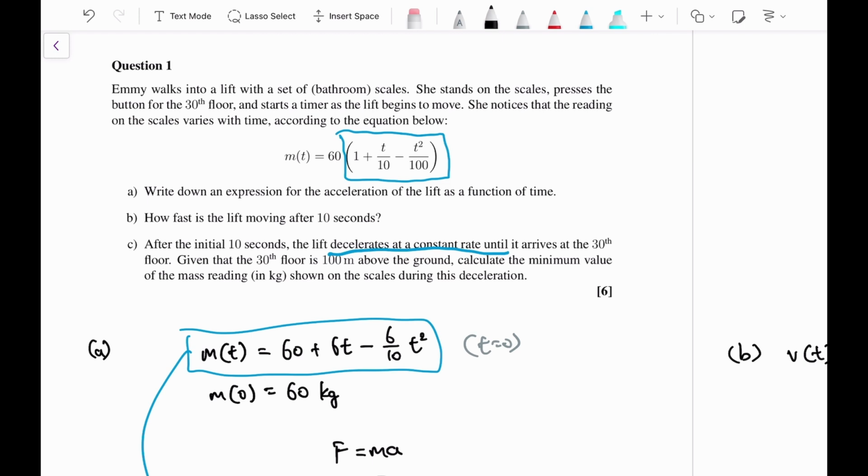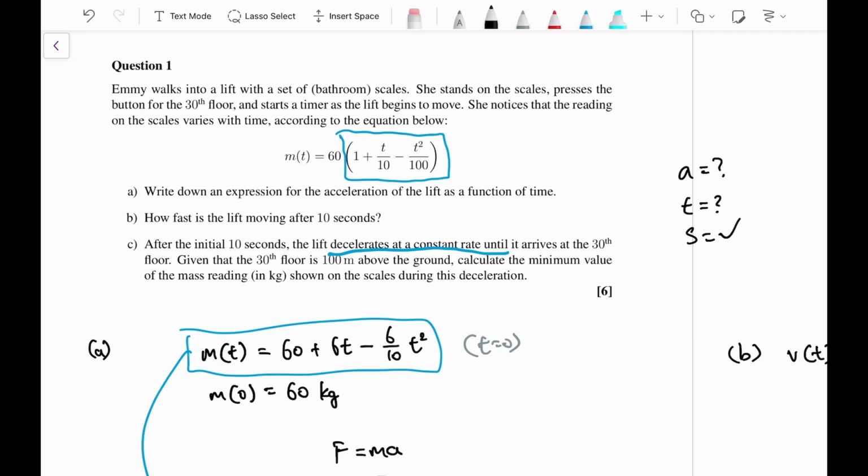It gave us how tall the 30th floor is, which I don't think is actually much use, because the lift decelerates at a constant rate. So what we want to solve for is a, but we don't know the time, and we can calculate a distance.